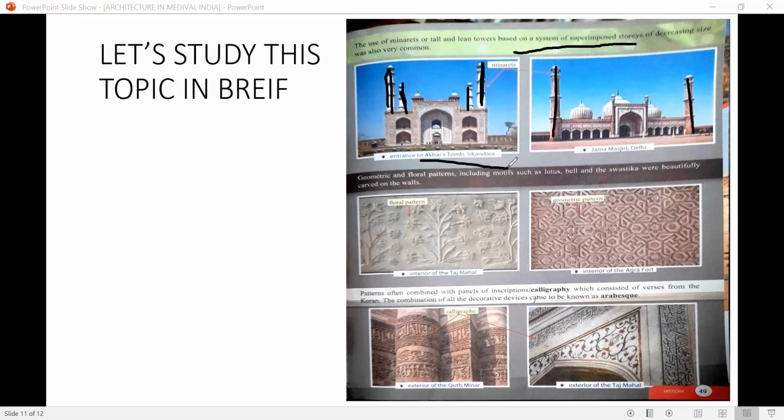Okay, and now we have studied these types of architecture. Now we have to study the patterns of those architectures, and we are also going to memorize what calligraphy was. Okay, so starting with the first topic, which is patterns: geometric and floral patterns, including motifs such as the lotus.